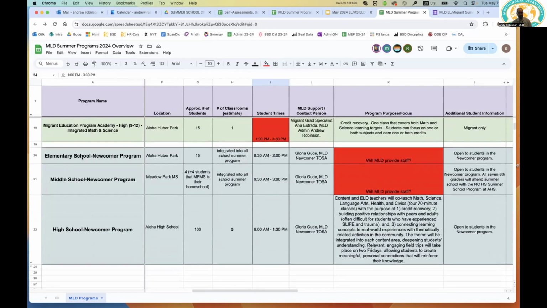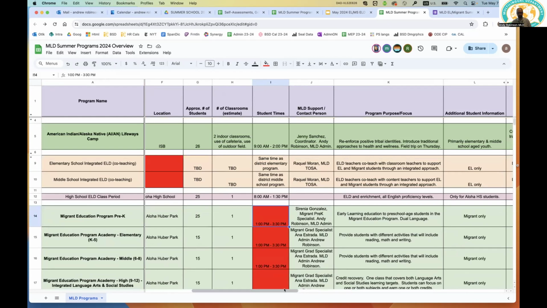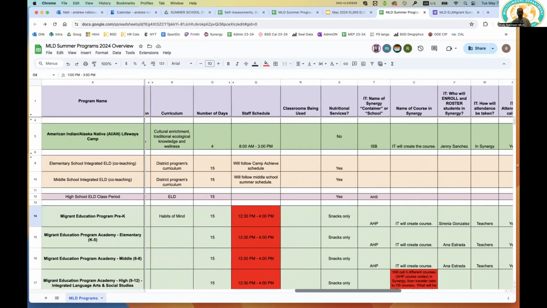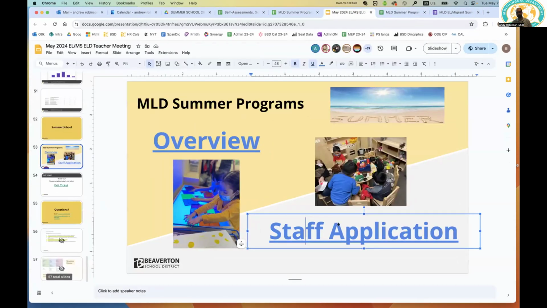And then finally at the bottom, we have an elementary, middle, and high school newcomer program. These are only for students that are currently in the newcomer centers. These are invitation only, and Gloria is leading that. Those will take place at the same time as the district programs. So those are the programs, a summary of them. Feel free to go into this document and read more about the program focus and who the students are. There's a lot of nuts and bolts stuff in here. If you see something in red, it means it's still TBD. Okay, back to the presentation here.